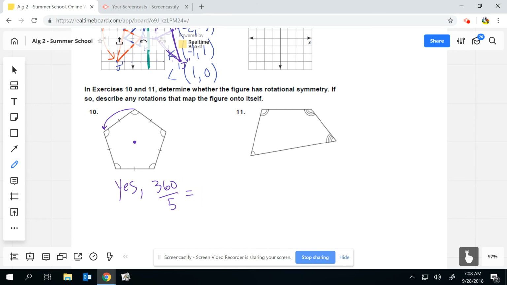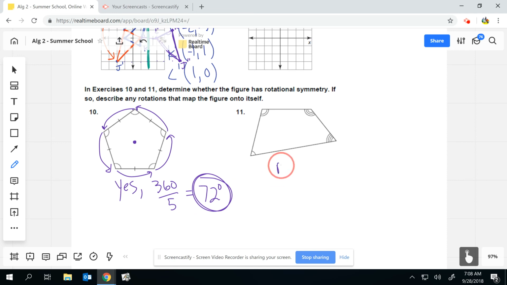360 divided by 5 is 72 degrees. So every 72 degrees, you will have rotational symmetry. Every 72 degrees, it will look identical to that one. You'll have the same exact shape. This one will be on top, and then this one will be here, and this one will be there, and this one will be there, and that one will be there, and it'll look identical every 72 degrees.